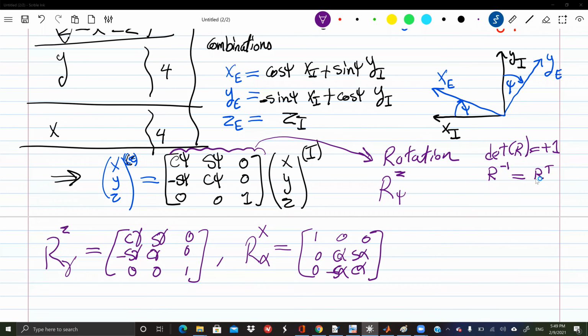The second property is quite beneficial. What is the second property? It is that the inverse is the transpose, because the inverse is a lengthy operation. You do too many things to get the inverse, whereas the transpose is super easy. Just flip every row into a column and that's it. So these are two properties of any rotation matrix.